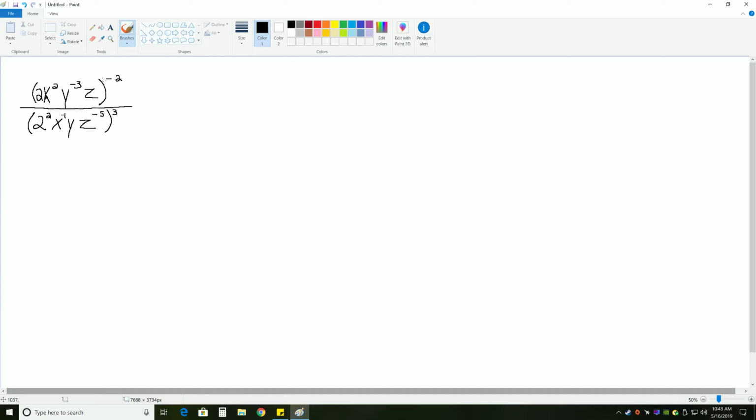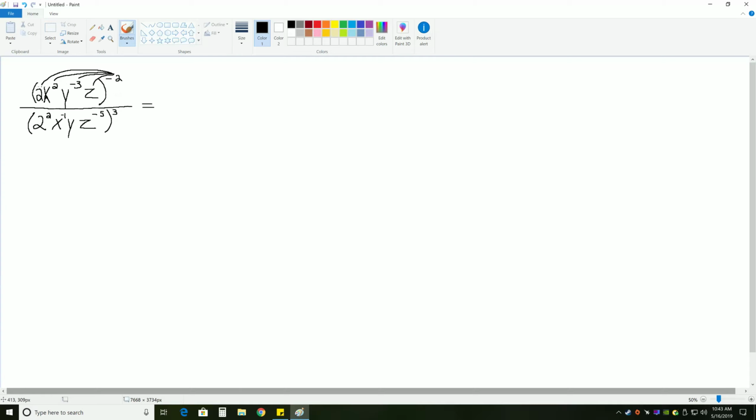The first thing that we should start off with here is getting rid of these outermost exponents in the numerator and denominator. Because we're multiplying inside of these parentheses, because there's no addition or subtraction, we can distribute these exponents to every term that's being multiplied. So this negative 2 will be distributed to the exponent of the 2, the exponent of the x, of the y, and of the z.